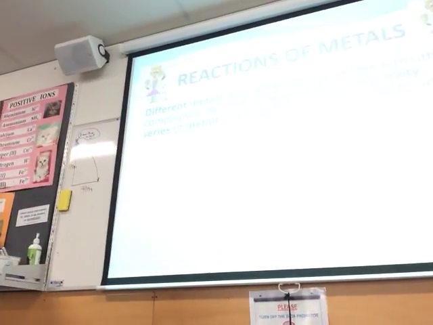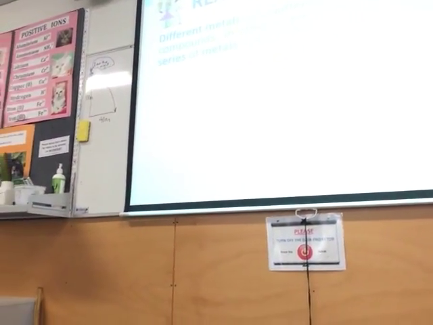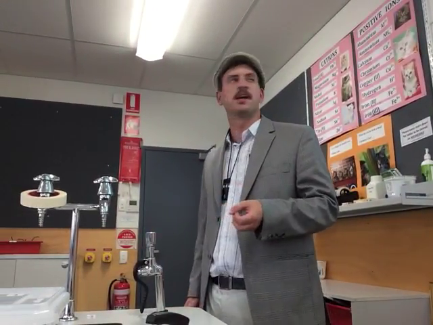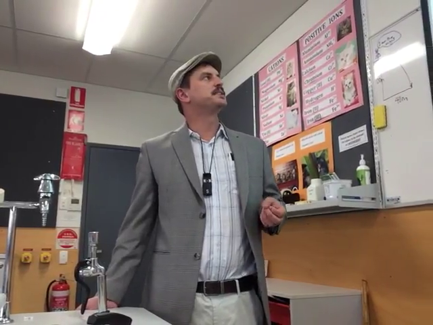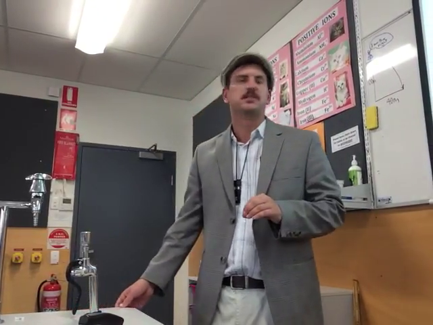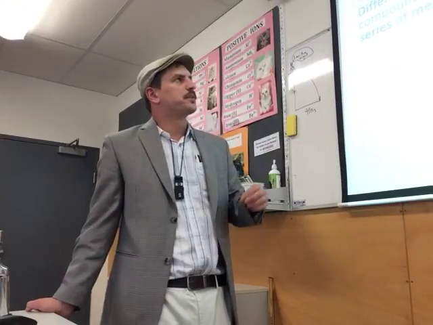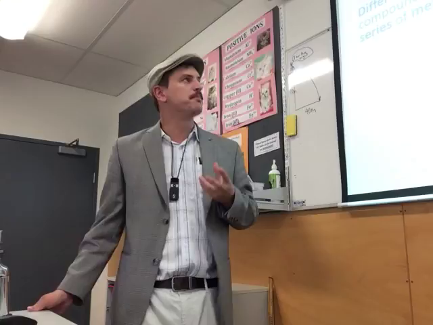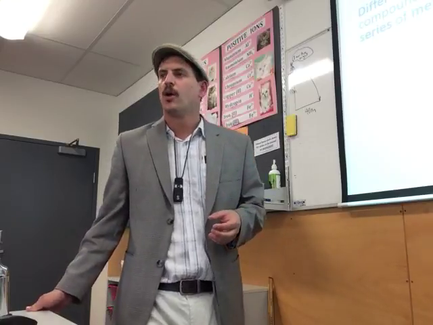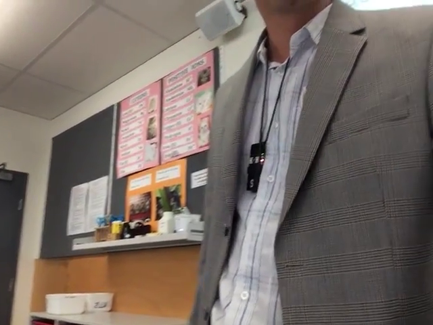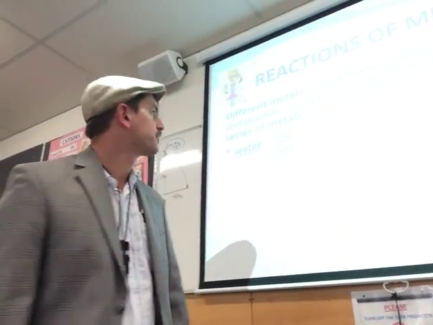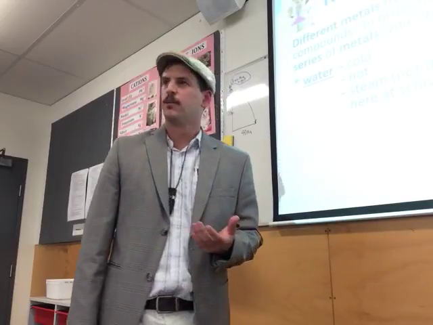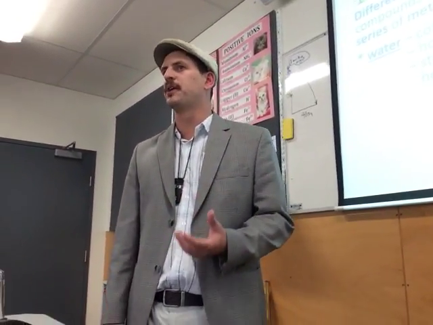So, let's start looking at reactions, because that is another thing we need to think about when we're using metals. Different metals have different reactivities with other compounds. In order to determine the reactivity of a series of metals, you can test them with the following. You can use water, whether it be cold or hot. You can use steam. We won't do that at school. It's quite dangerous to react metal with steam.